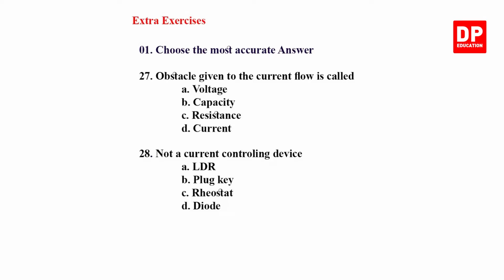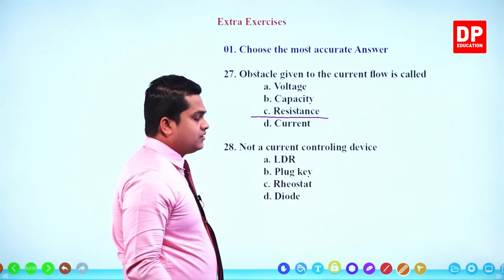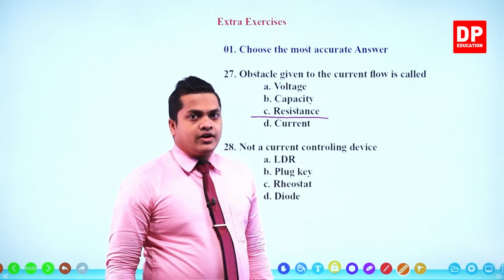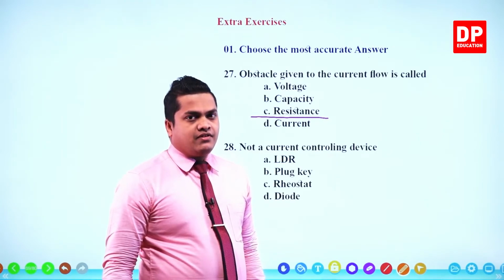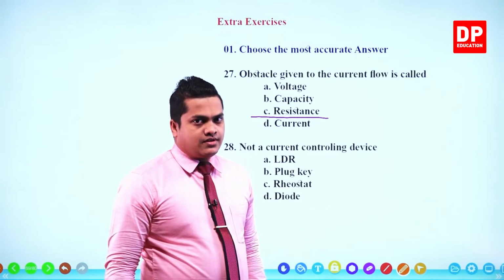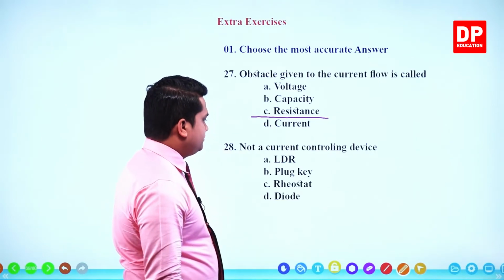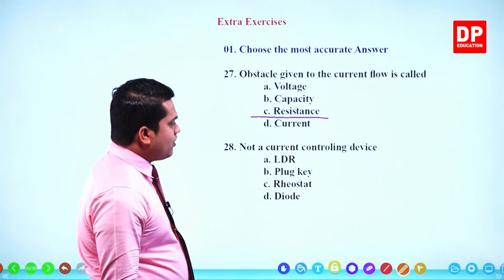Obstacle given to the current flow is called what? Very straightforward question, very easy question. The obstacle given against the current flow is the one referred to as the resistance. Then question number 28. Not a current controlling device.